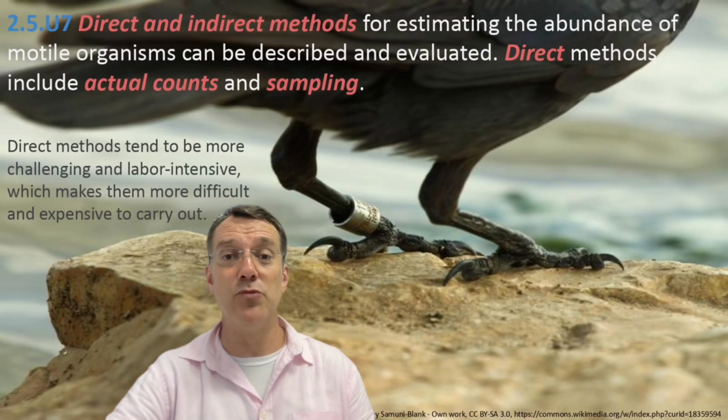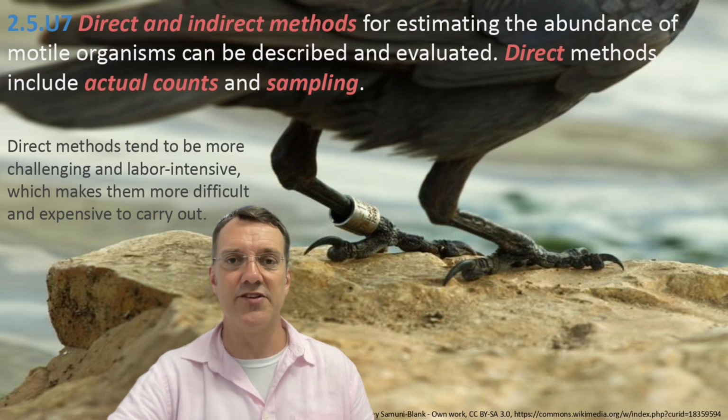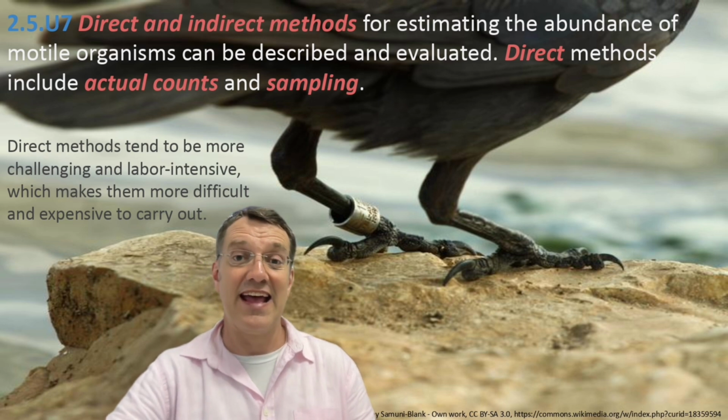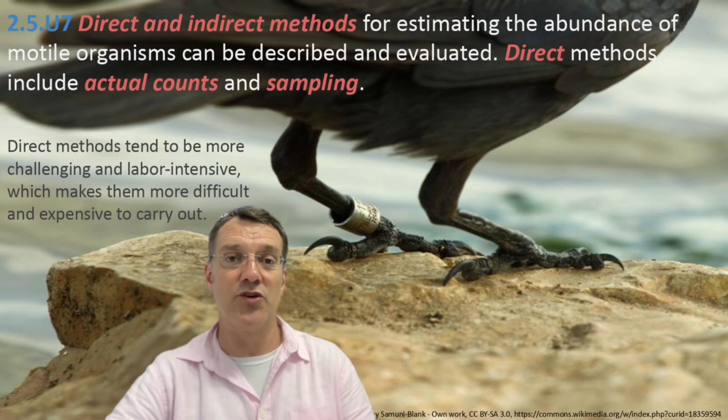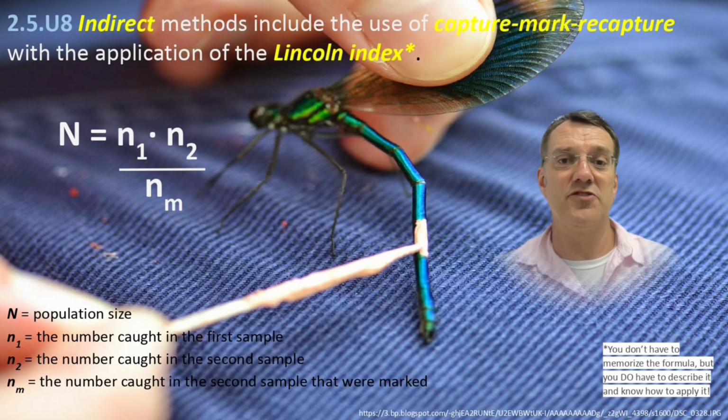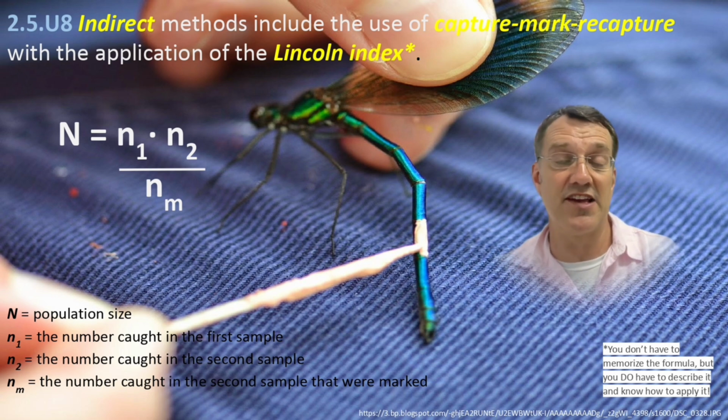Estimating populations of moving organisms presents unique challenges. Direct methods like visual counting can be accurate, but that's often labor intensive and it's impractical for large areas or elusive species that are hard to find. The tagged dragonfly illustrates how scientists directly mark individuals for later identification. That's part of a more sophisticated population estimation technique.